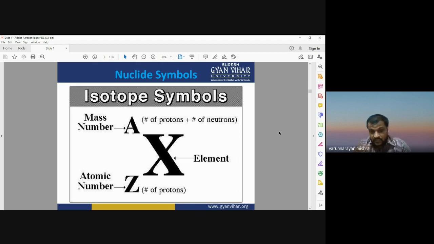But the difference may be there because of the number of neutrons. So you see here, if the number of neutrons is changed, its mass number will change. In this case it will be an isotope. If the number of neutrons changes but it still has the same number of protons, the mass will change, so it will create a different isotope.